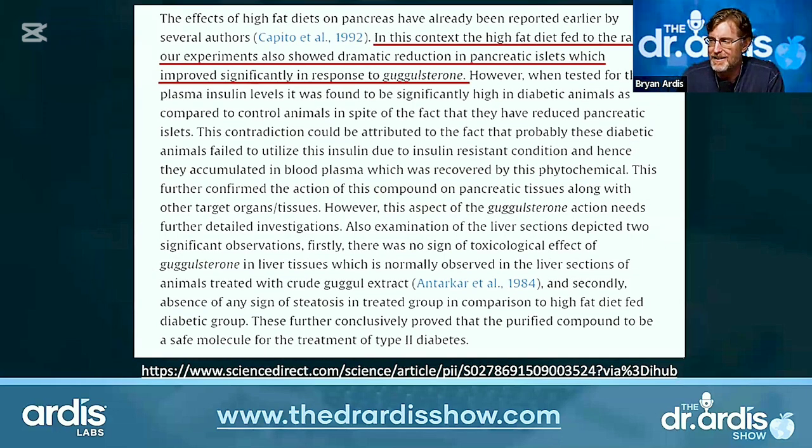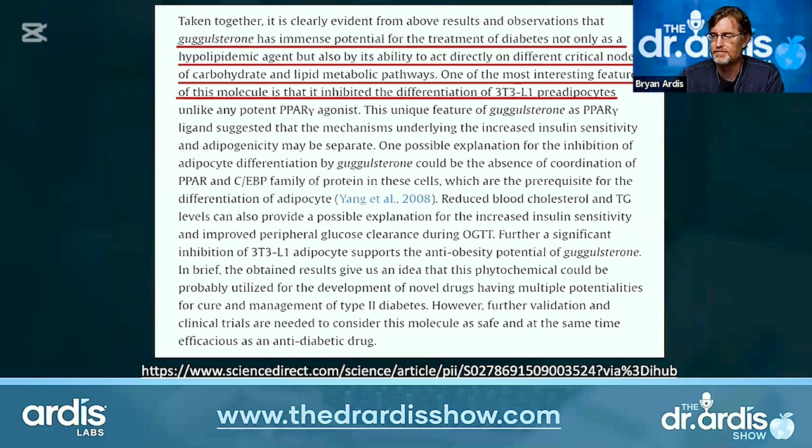In this context, the high-fat diet fed to the rats in our experiments also showed dramatic reduction in pancreatic islets, which improved significantly in response to Guggulsterone. Pancreatic islet cells help control diabetes and blood sugar. They shrink in a high-fat diet in these diabetic rats, but it was improved significantly when they gave them Guggulsterone.